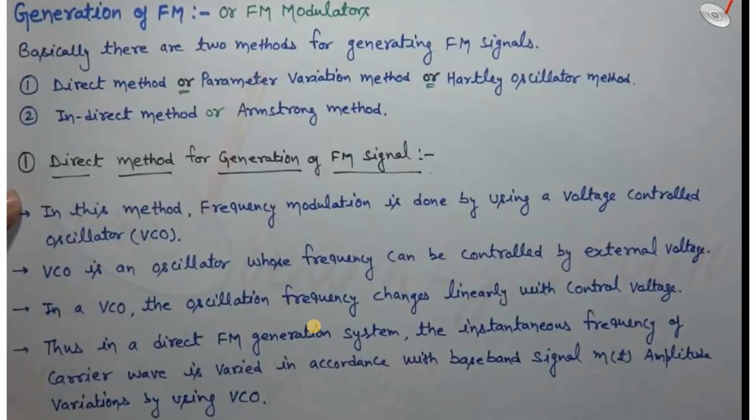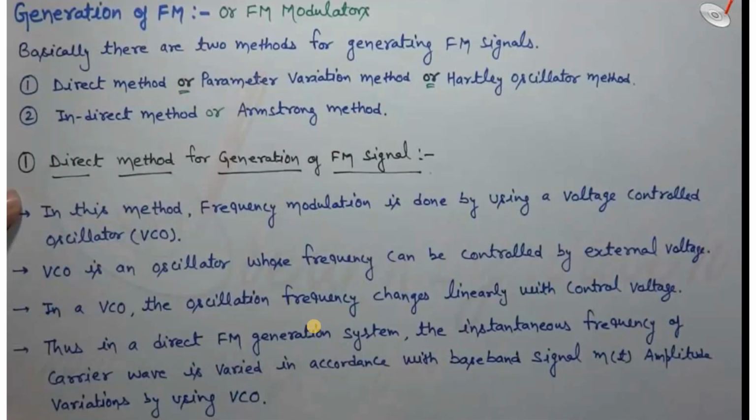Generation of FM, or you can say an FM modulator. Basically, there are two methods for generating an FM signal. The direct method is a parameter variation method, where you take a Hartley oscillator circuit to generate the direct FM. And the indirect method is also called the Armstrong method.